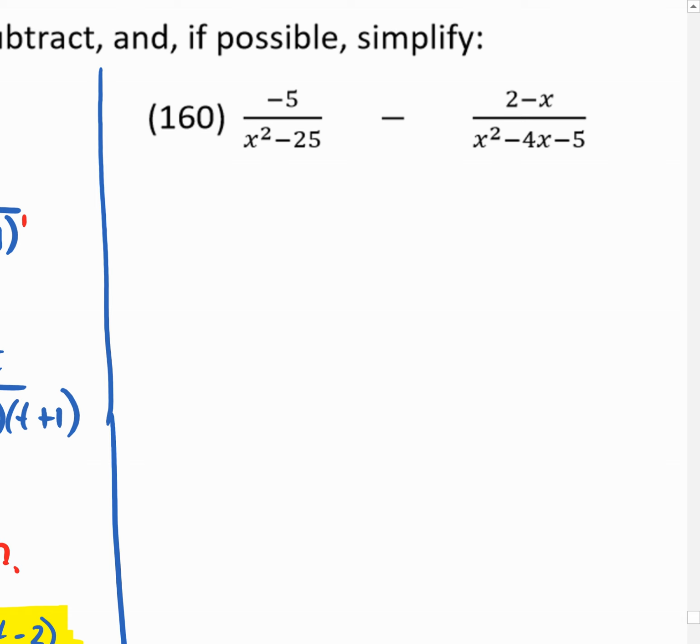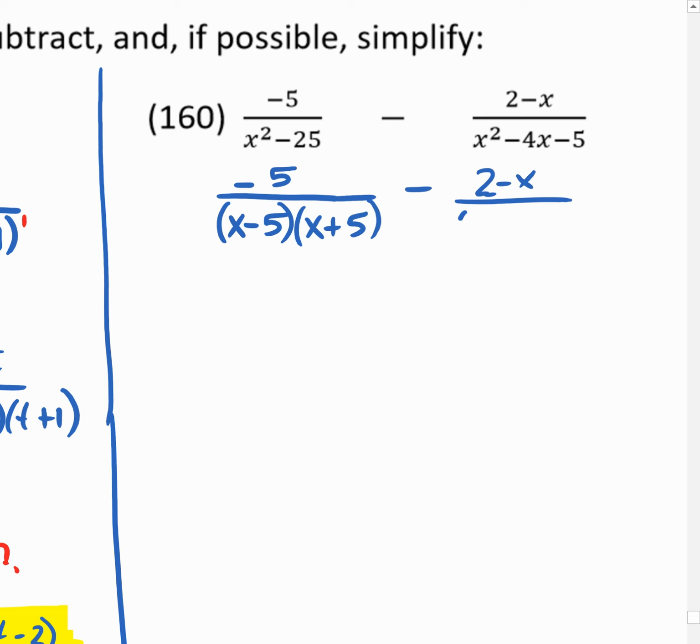We want to first factor the denominators to see what the LCD will be. The first denominator is a difference of squares. It'll be x minus 5, x plus 5. And then we're subtracting the second rational expression. I'm going to leave its numerator the same. The denominator, though, factors into x minus 5, x plus 1. And of course, remember that those factors don't have to be in that order. It could be x plus 1 on the left, x minus 5 on the right. It doesn't really matter.